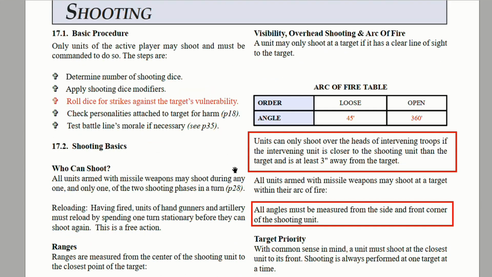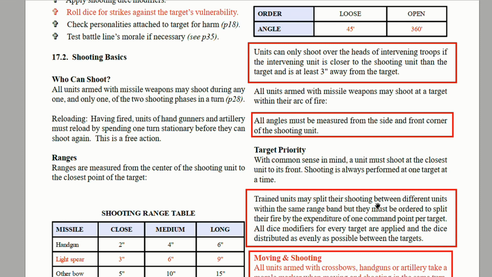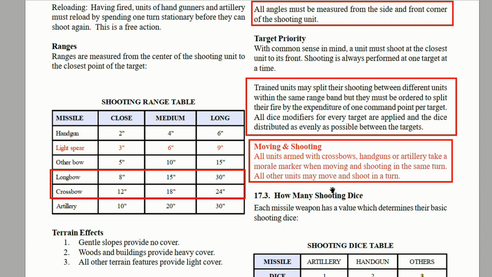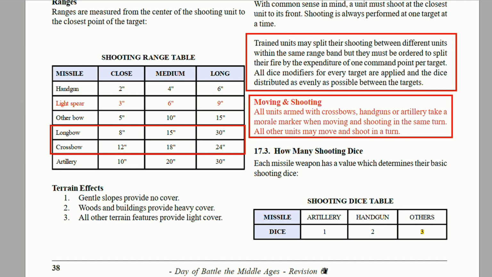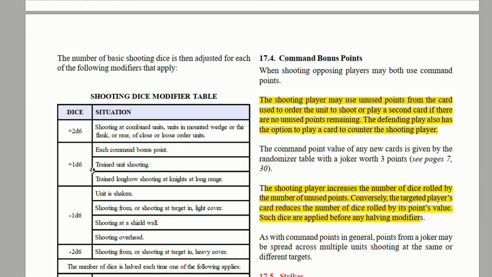Shooting again, the procedure of shooting, who can shoot. Here are the shooting ranges. You can split your shooting between different units, especially if you're trained. Moving and shooting. This is the shooting dice table. Artillery rolls 1 dice, handgun 2 and others 3. Here is a situation where you get modifiers, plus 2d6, plus 1d6.